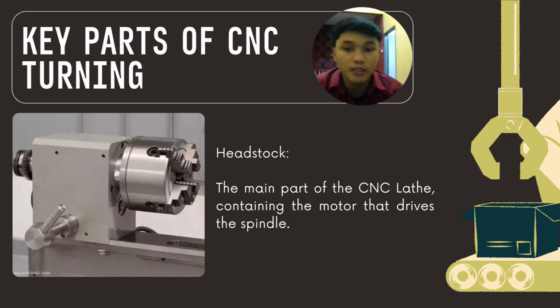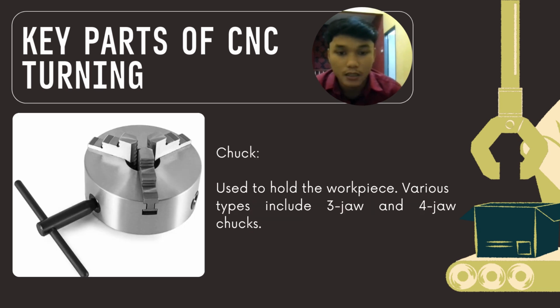Okay, we move to key parts of CNC turning. Firstly, headstock. The headstock is the main part of the CNC lathe and contains the motor that drives the spindle. Number two is chuck. The chuck is used to hold the workpiece. Various types include three-jaw and four-jaw chuck.